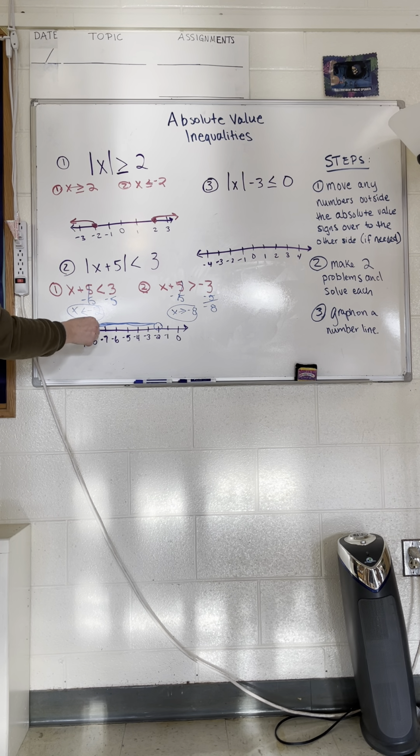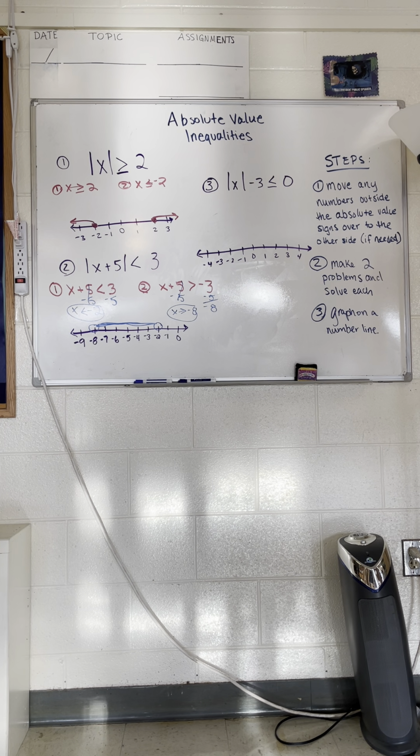Because these aren't included, they stop right here. So the solution set is in between -8 and -2. Okay? All right. So, number 3. Number 3, we actually incorporate our first step.